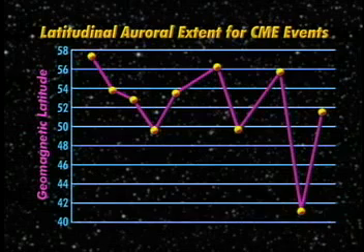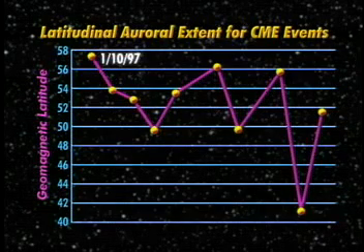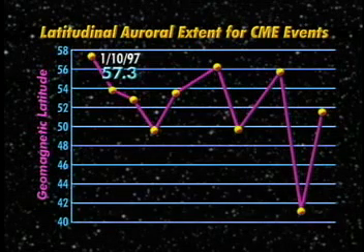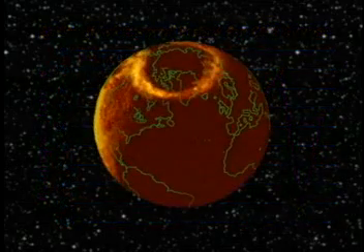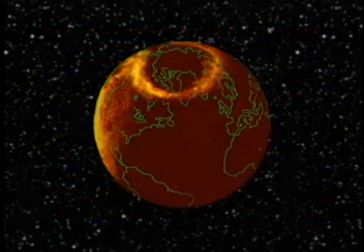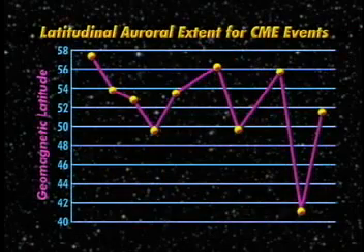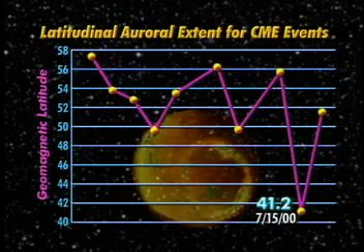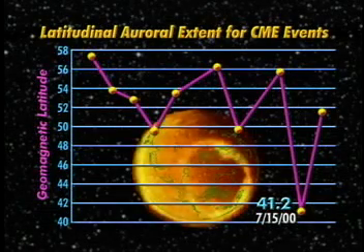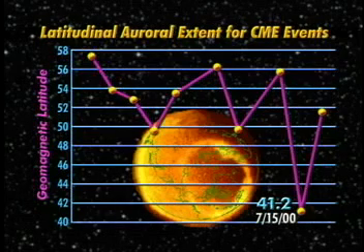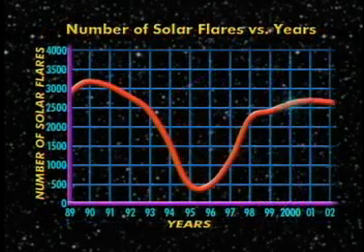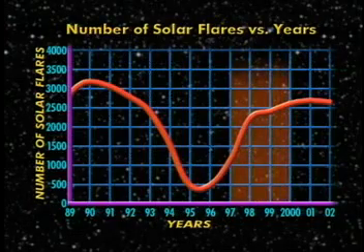Let's look at 2 data points. From the data on January 10, 1997, there was an auroral event in the northern hemisphere that extended to a latitude of 57.3 degrees. Do you know the name of the country that the auroral oval covered? If you said Canada, then you are correct. On July 15, 2000, there was an auroral event that extended to latitude 41.2 degrees. The auroral activity was so intense that the auroral oval stretched into the southern parts of the United States. The 11-year solar cycle of the Sun reached its maximum in the year 2000, so we expected auroral activity to increase from 1997 to 2000.